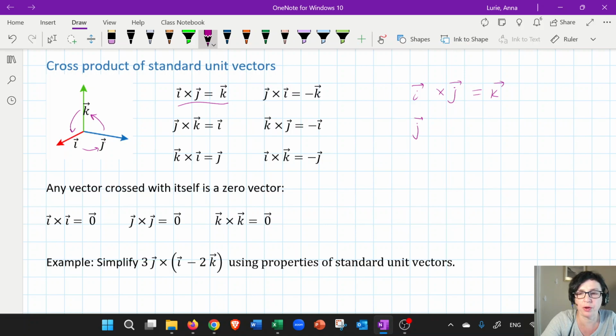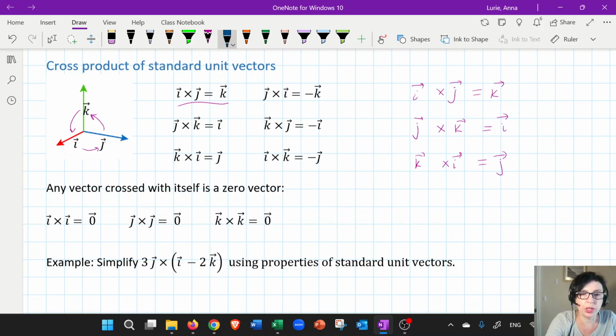It's very easy to verify that, by the way. You can just verify that using the definition. So i cross j is k, j cross k is i. Now, what about k with i? So k crossed with i would give you j. So you don't really have to remember anything. You just have to draw this little diagram, and that's it.